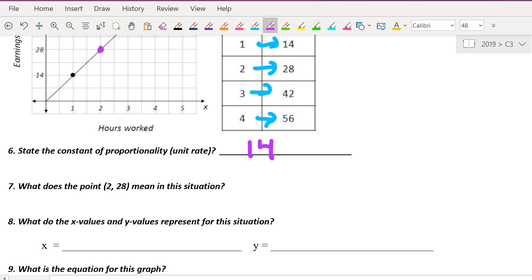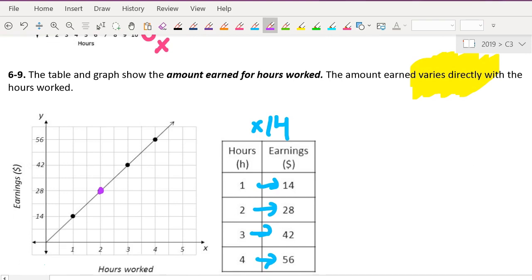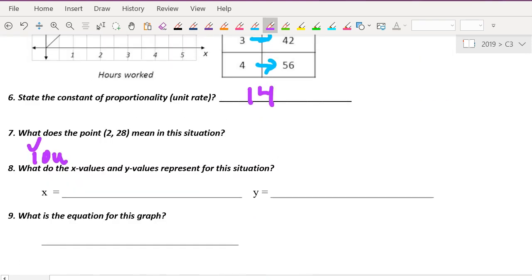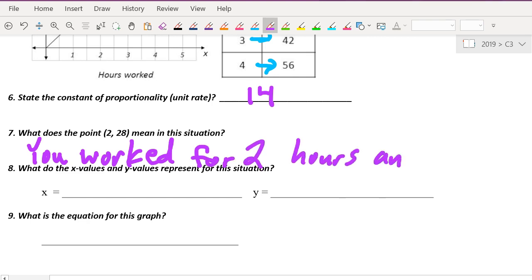So you need to write that out. 2 comma 28 means you, or is it you? What does the problem say? It doesn't say who's working, but we're going to say someone worked for 2 hours and gets paid $28.